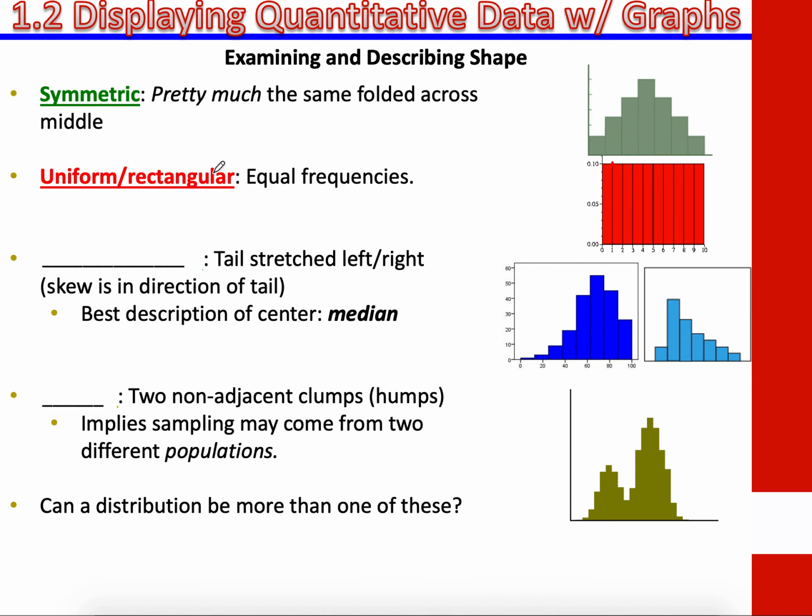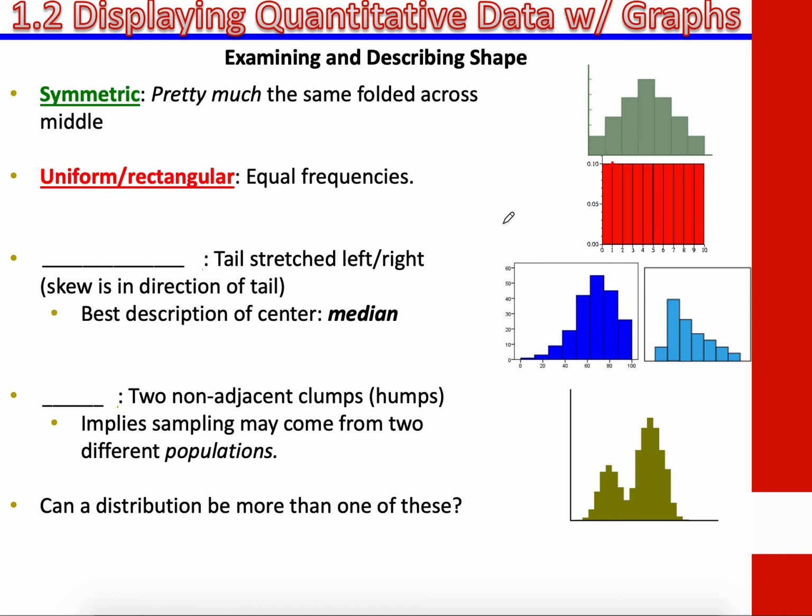This would be called a uniform or rectangular distribution. It's uniform because every value has the same probability of occurring. Remember what a distribution is: it's the set of all of the outcomes, or the values that the variable holds, as well as the frequencies. So if all the frequencies are the same, it is a uniform distribution.